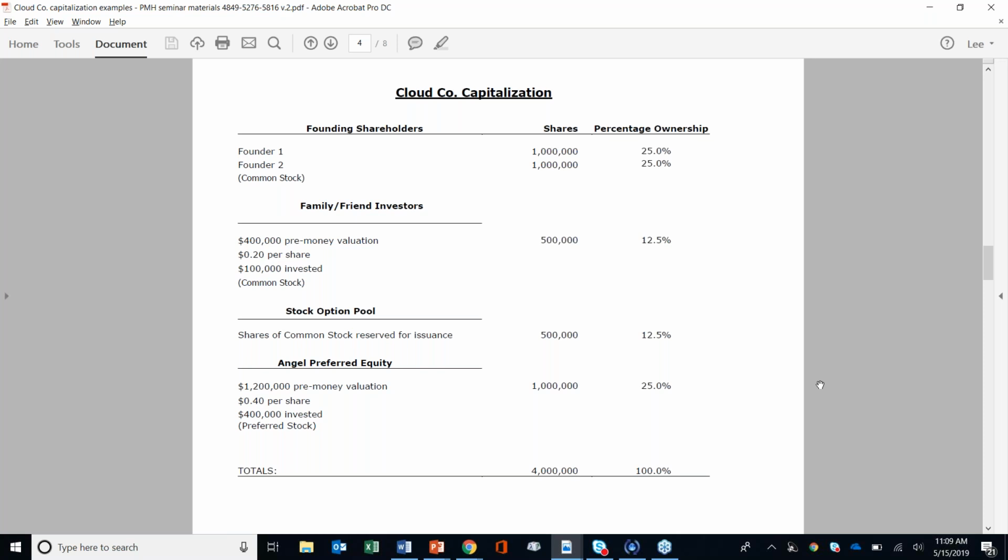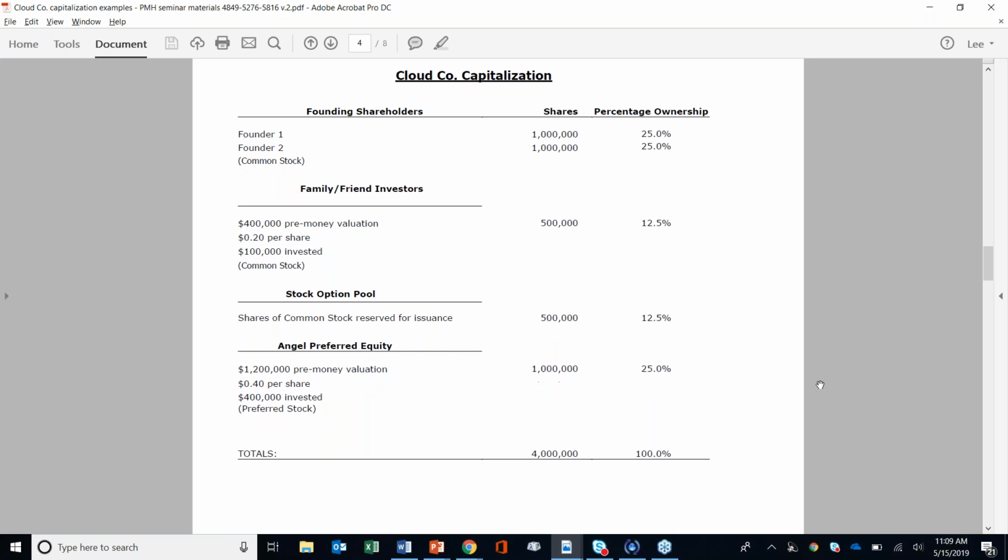The other thing is called participating preferred stock. Participating preferred stock is a different type of stock that you often see. What it means is that upon liquidation, somebody receiving participating stock both gets their money back, their original investment, and also gets their pro rata portion of what's left over. I'm going to leave that at the moment because we're going to show some examples of participating preferred stock at the end of this exercise.